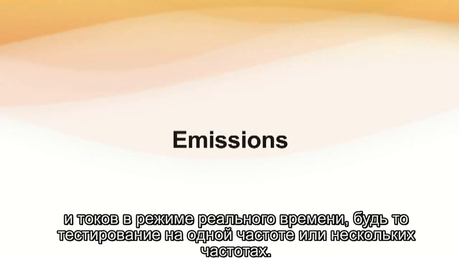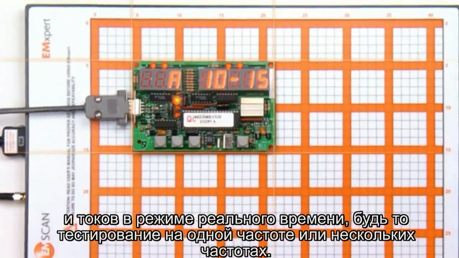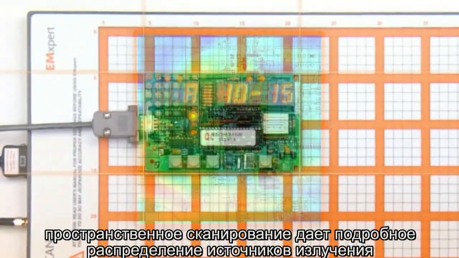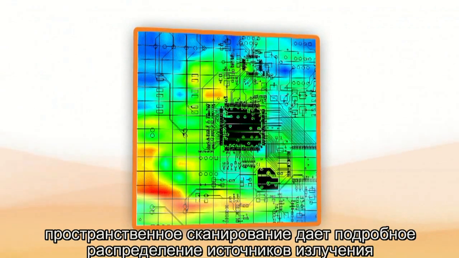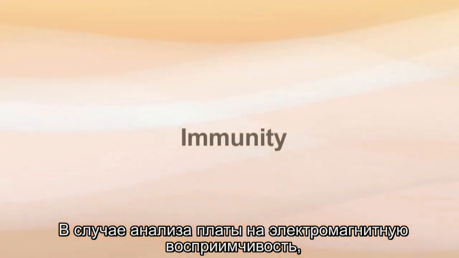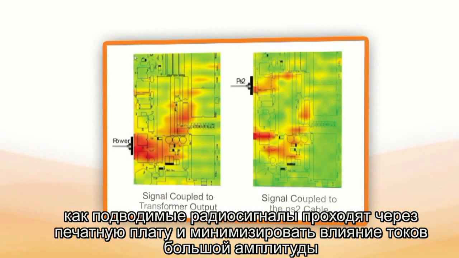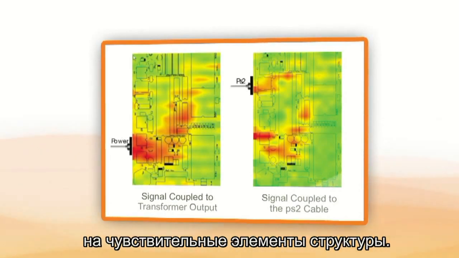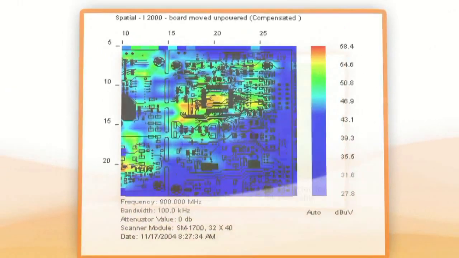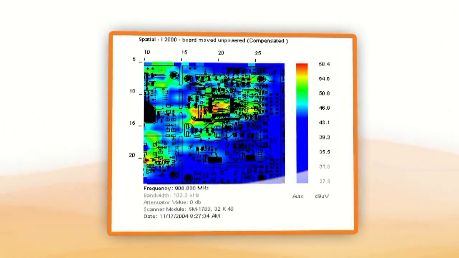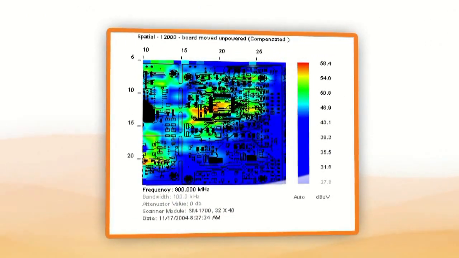When testing for emissions, the spatial scan provides a detailed map of emission sources and current loops in real time, whether testing for a single frequency or multiple frequencies using a composite spatial display. When mitigating immunity and susceptibility problems, EMxpert allows you to visualize how injected RF signals flow through a PCB and helps you relate these high-amplitude currents to sensitive structures. It also provides you with an archive of current flow across a wide frequency span for further analysis.